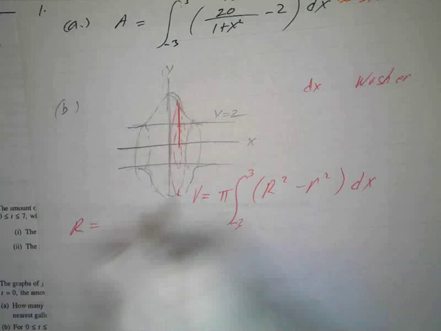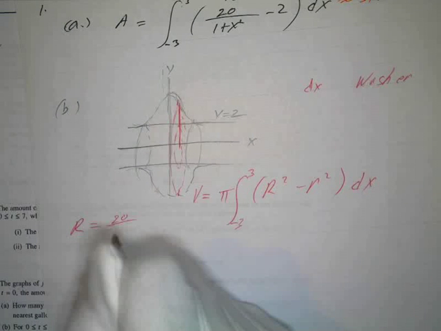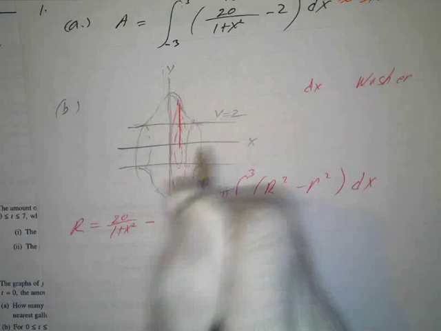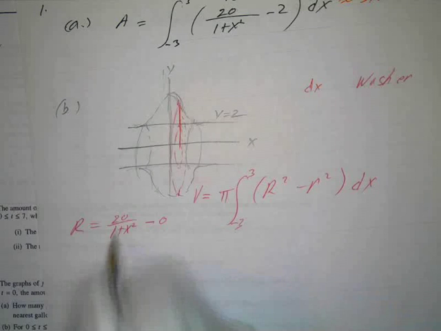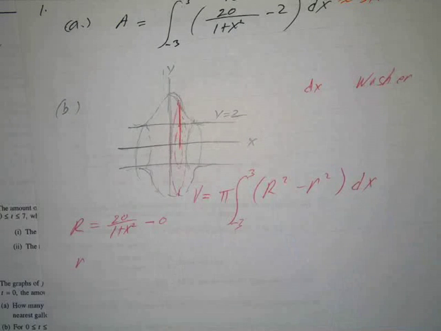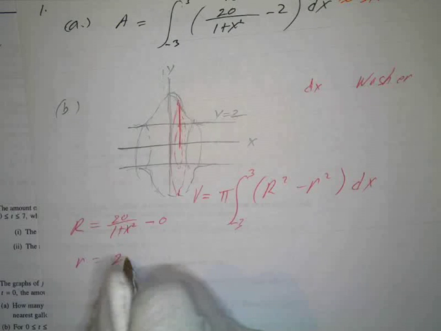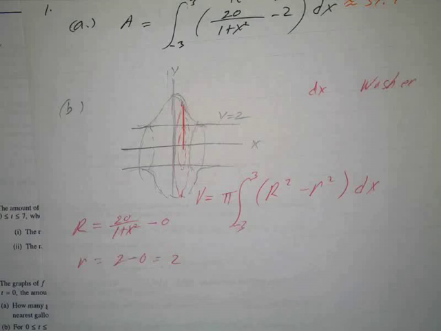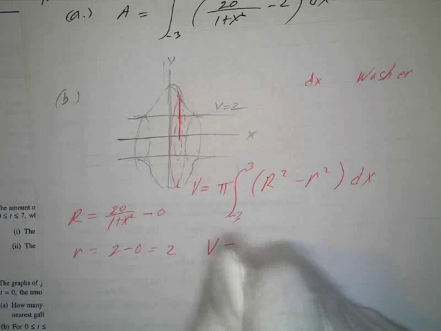So big R will be just the top curve, which is this 20 over 1 plus x squared, minus the bottom curve, and the bottom curve is just 0. So that's just the top curve minus bottom curve. And the little r will be this one, which is just going to be 2 minus 0, which is just 2. Okay, so there we go.